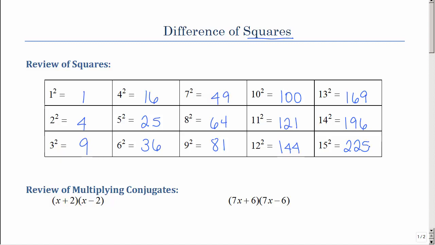And I'll be honest with you, we'll try to keep with the smaller numbers, but these are some common squares that you're going to see. You should try to familiarize yourself with them.